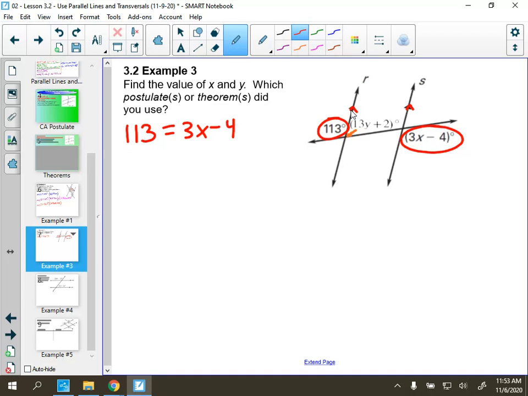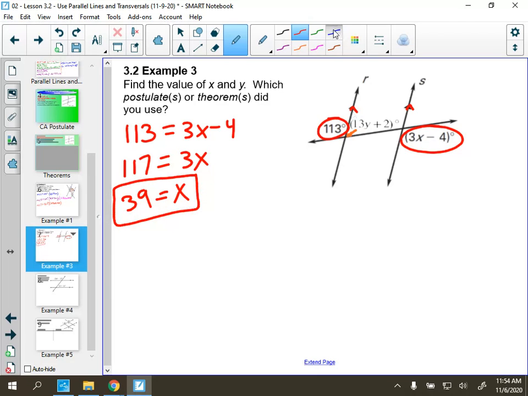Oh, sure. I'd add a 4 to both sides. 117 equals 3x. Luckily, I got my calculator sitting here because I don't know that one off the top of my head. 117 divided by 3. 39. X equals 39. I circle it.